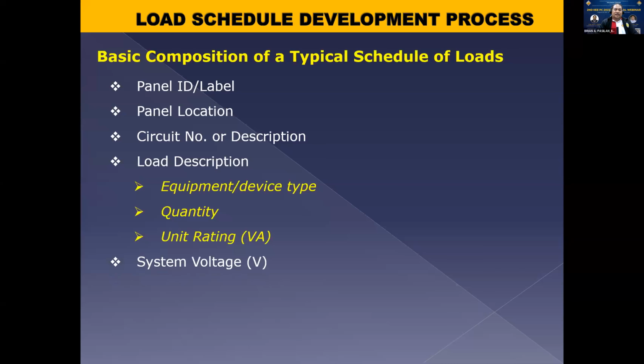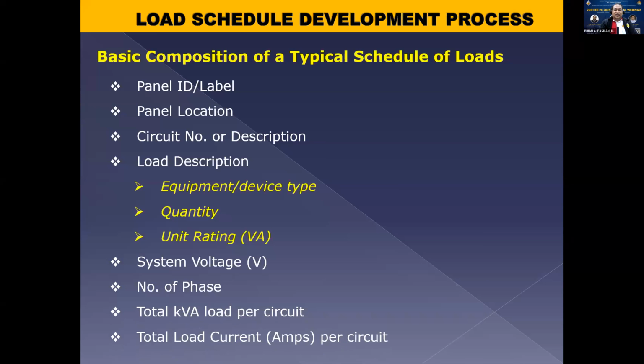Okay. The next is the parameters, the system voltage. Ano ba yan? 400, 480, 230, etc. etc. And anong number of phase? Is it single phase or three phase? Dalawa lang naman yan. Wala naman tayong ibang phase system. So, is it either single phase or three phase? And then total kVA load per circuit or per each branch circuit, dapat ilagay natin. Then total current amps per circuit.